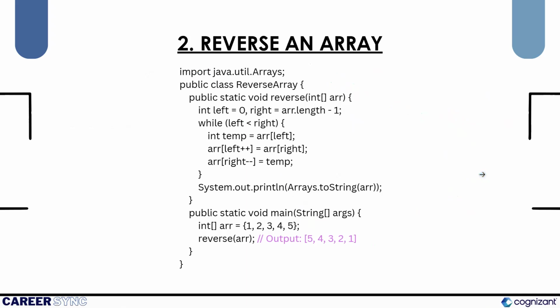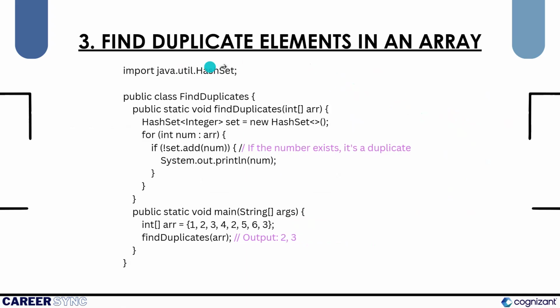Now coming to the next question, find the duplicate elements in an array. Use a hash set while iterating through the array. Add each element to the hash set. If the element is already present, it's a duplicate. This method is fast and operates in O(n) complexity, making it ideal for larger data sets.